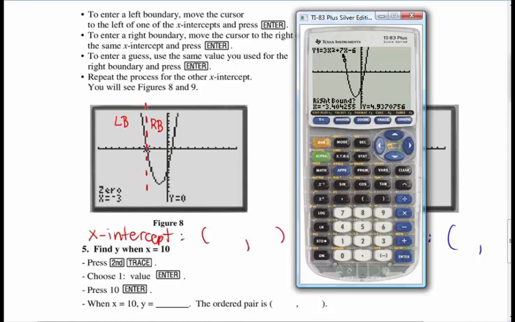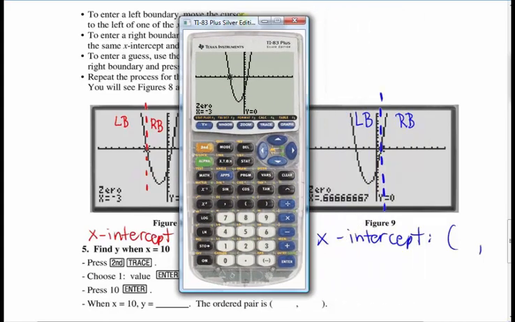Now we want right bound. Your calculator is asking for right bound, so take your right arrow key and move it below the x-axis, because if you take a look at the diagram here, below the x-axis is right bound. Press enter again, and you get another little arrow, which tells you that your x-intercept is between those two arrows. The calculator asks you to guess, press enter, and you have an x-intercept at (-3, 0). So that is your x-intercept on the left of your diagram.